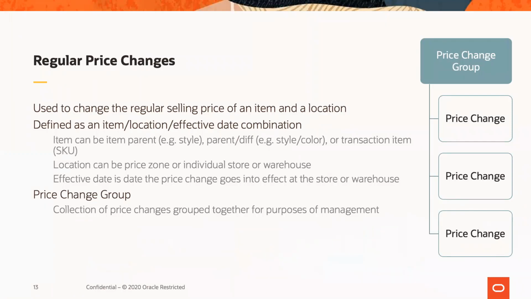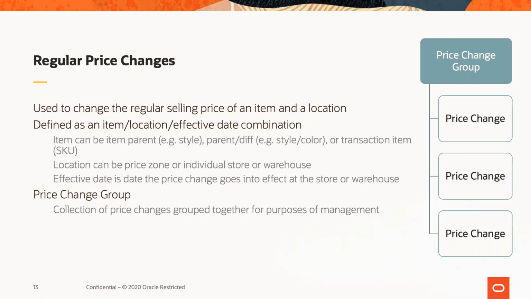Okay, so then switching to the events themselves, regular price changes, we'll start with those. So this is used to change the regular selling price for an item in a location. It is defined as an item, location, effective date combination. But one thing that we added in the pricing cloud service is the concept of a price change group. So that's used to create kind of a unit of work around a set of item, location, effective dates.